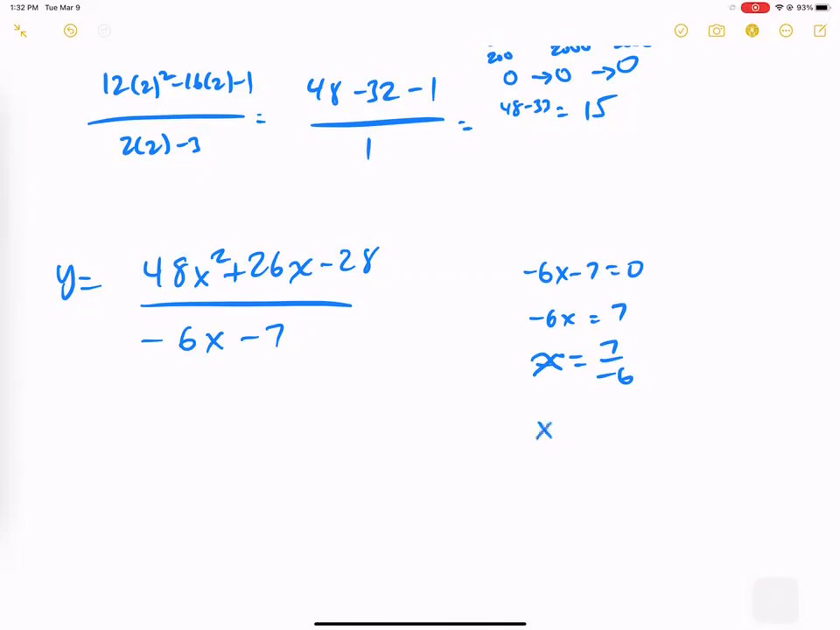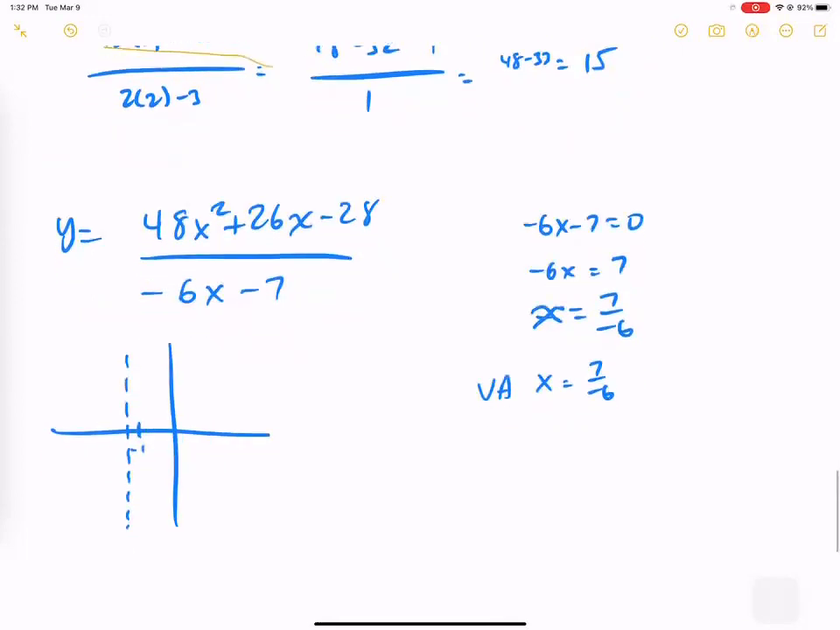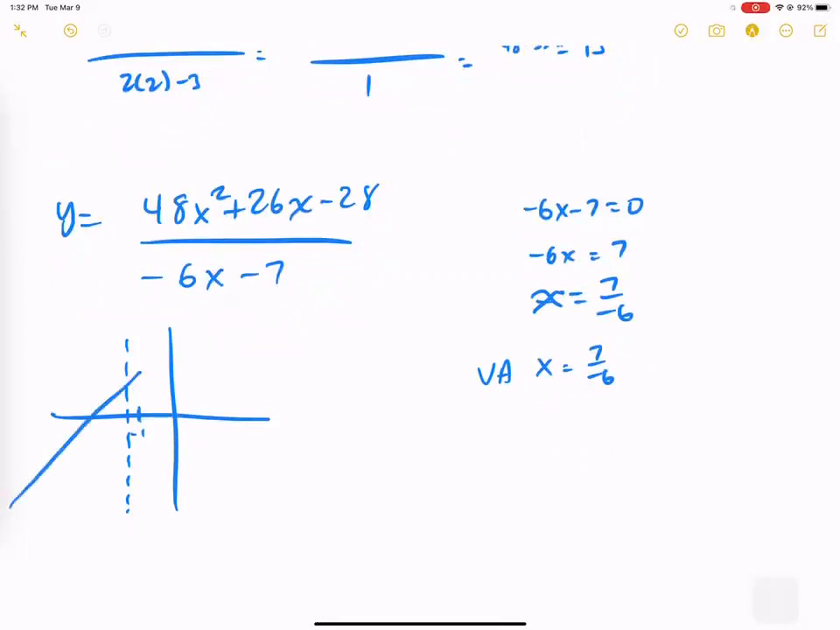Then we know our vertical asymptote. x equals 7 over negative 6, right? Okay, easy peasy. So let's go ahead and graph that. That's a little bit over negative 1. Here's my negative 1. So right next to it, negative 7 over 6. All right, so we know there's a disruption in the force here. The graph breaks up at negative 7 over 6.